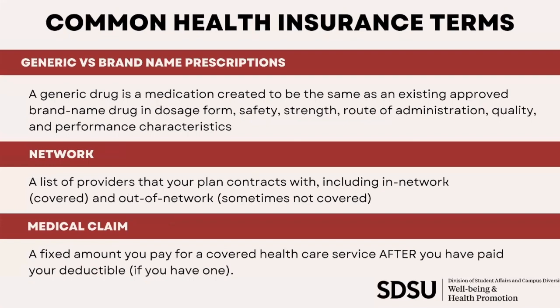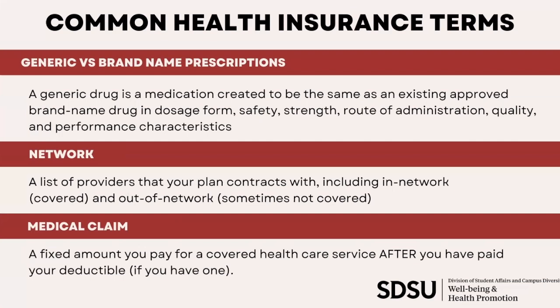Medication coverage differs with each insurance plan. However, it is important to know the difference between generic and brand name prescriptions, as it can save you money. A generic drug is a medication created to be the same as an existing, approved brand name drug. This means that generic and brand name products are the exact same in terms of dosage, safety, strength, route of administration, quality, and performance characteristics. This is something important to remember the next time you are prescribed medication, as there may be an alternate option in the pharmacy that can save you money.